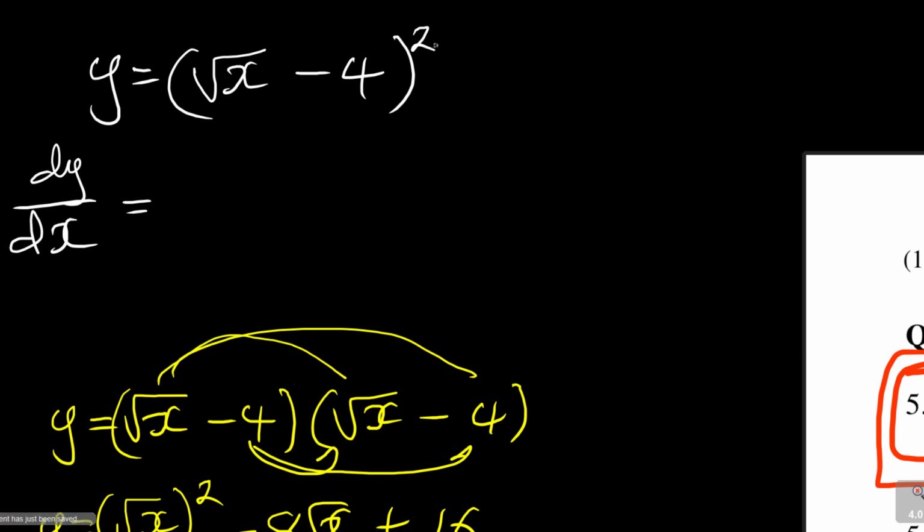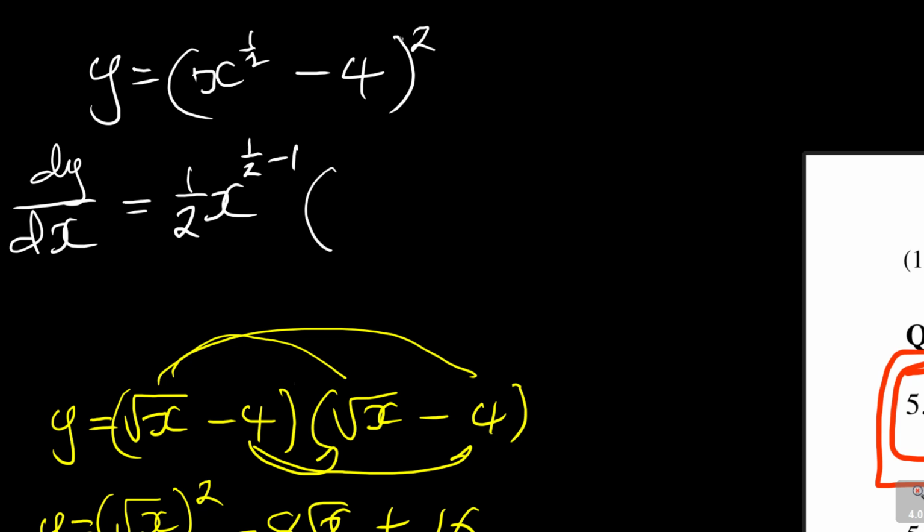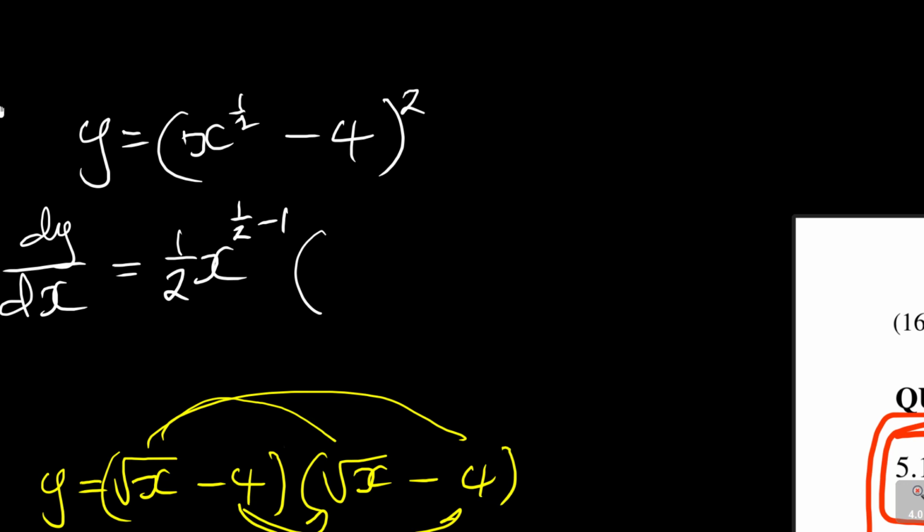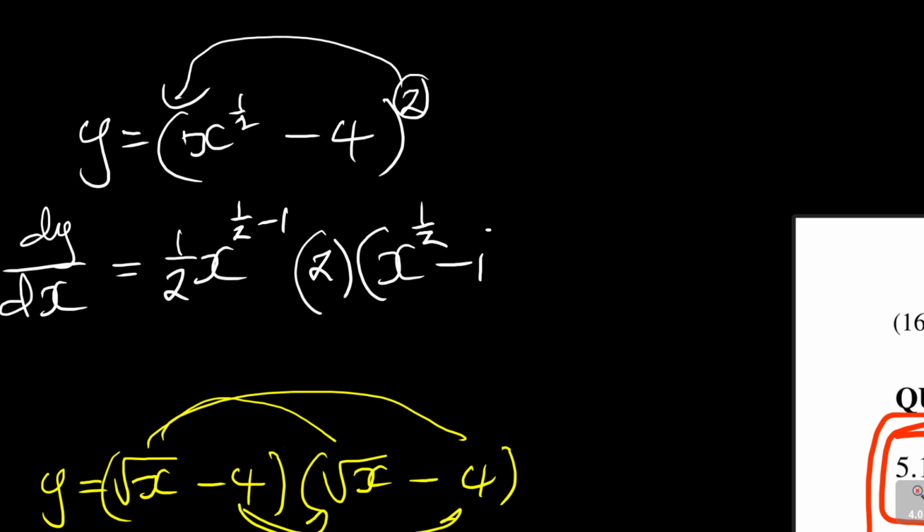Differentiate, forget about the square. Differentiate what is inside. When you differentiate what is inside, remember this is x to the half. You agree with me? So when you differentiate it, you drop the power there. You have got 1 over 2, and then x to the 1 over 2 minus 1. That is the inside. Then you put a bracket. Now for the second one, you drop this 2. When you drop the 2, it becomes 2, then open bracket, write what is inside, which is x to the 1 over 2 minus 4, to the power 2 minus 1.